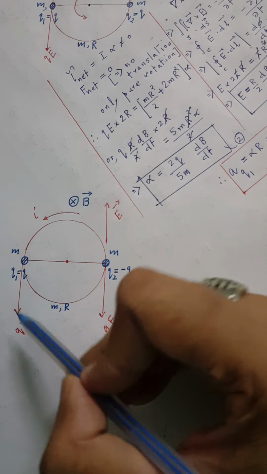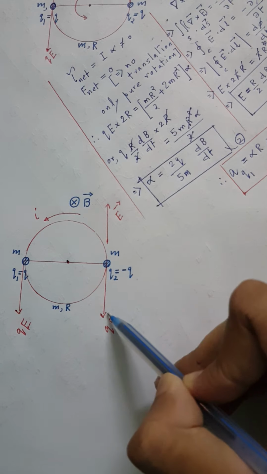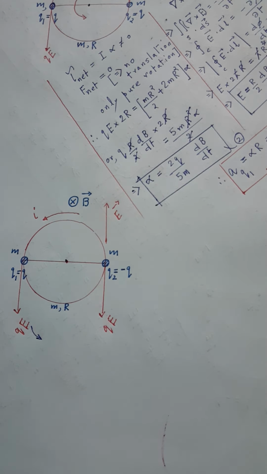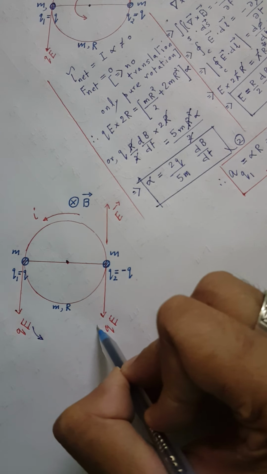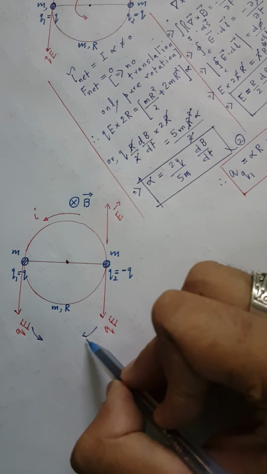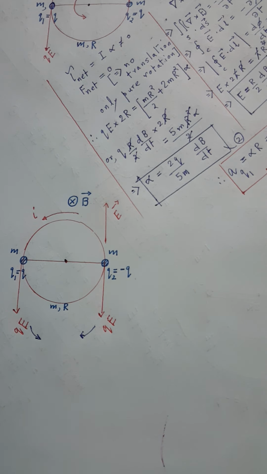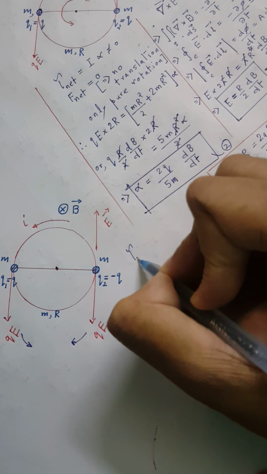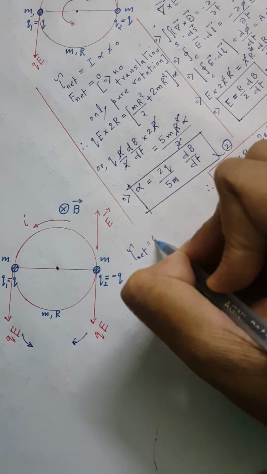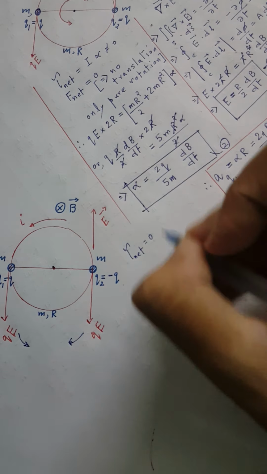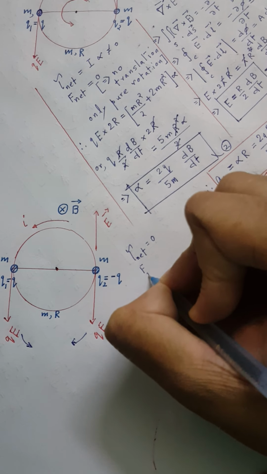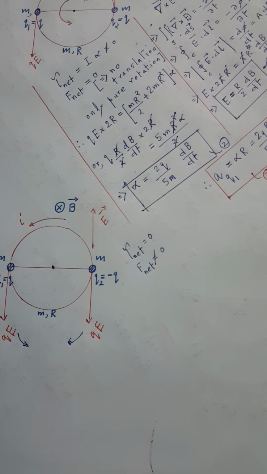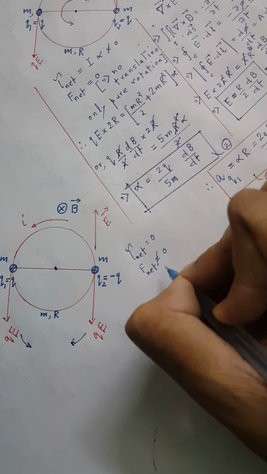Whatever torque this force creates about the center of the disk, the same torque this force creates. This force tries to rotate the disk in the anti-clockwise sense, and this one tries to rotate it in the clockwise sense. So they mutually cancel each other. So in the second case, net torque tau net is 0. But what is not 0? F net is not 0. And what is the value of F net?